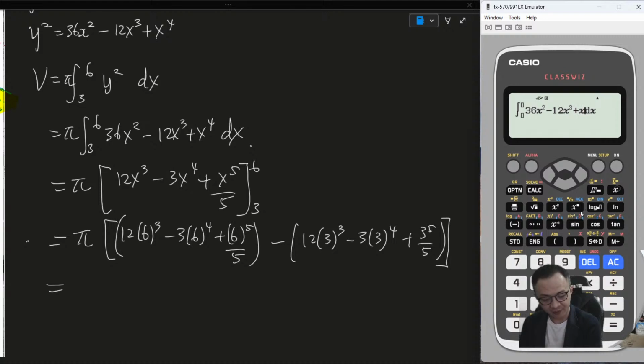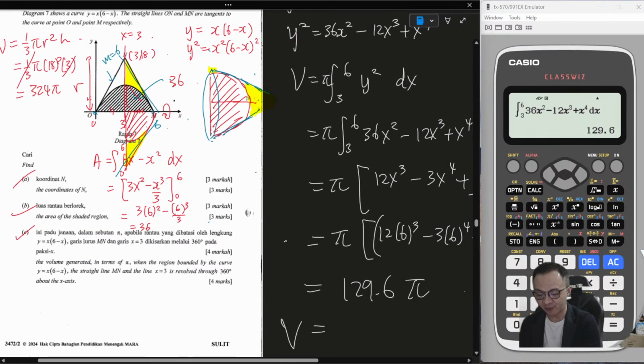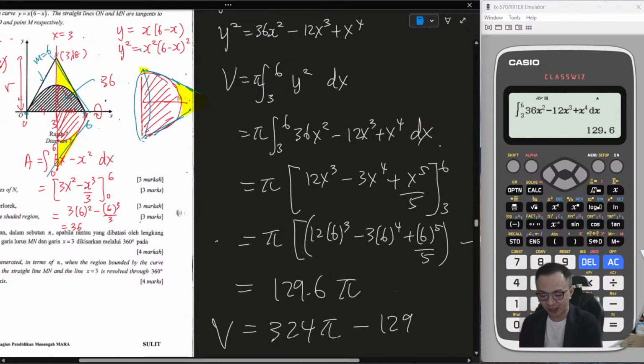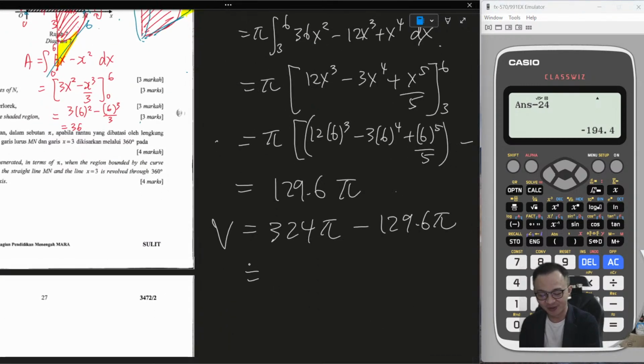Plus x power 4 from 3 to 6. So yeah, I will get about 129.6 pi. So the volume we want to find, remember just now we got a cone 324 pi. 324 pi minus 129.6 pi. So minus 300, minus another 24, because I should minus 324. So the answer is 194.4 pi.